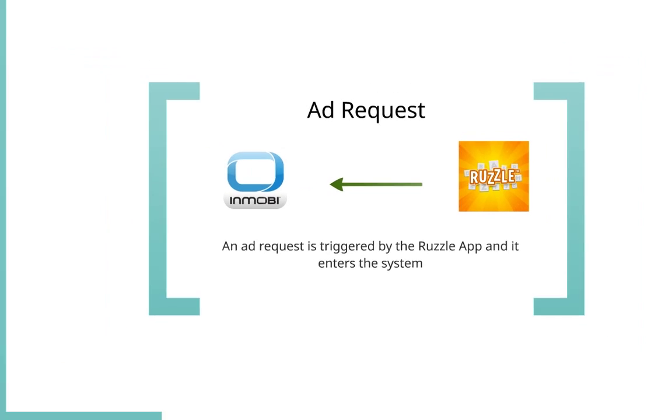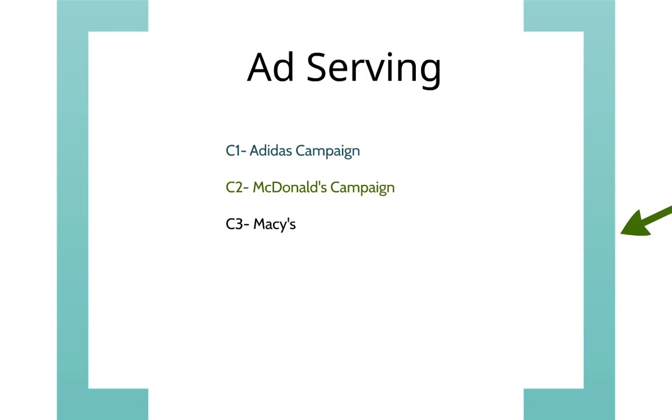So now let's jump into what happens next. The ad request hits our ad serving. Remember, our ad serving has three relevant campaigns, and we have to serve the most relevant and valuable campaign for this user on Ruzzle. So our ad server understands what this request and user is all about. In this example, we are going to assume the ad server decoded the request as coming from a user in India who's in the age group 18 to 34 years on a mobile device.